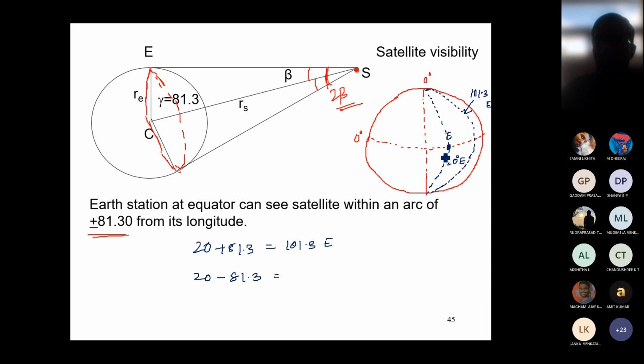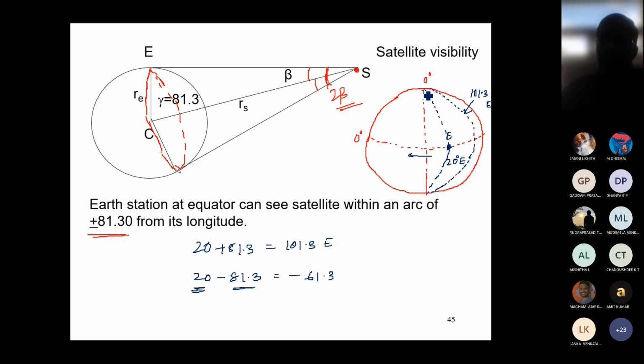That means you have to subtract here. So what will you get? You will get minus 61.3. There is no longitude marked as minus 61.3. Minus 61.3 means in this direction, because we are subtracting 81.3 from 20. So that means in this direction we are going. So it is at 61.